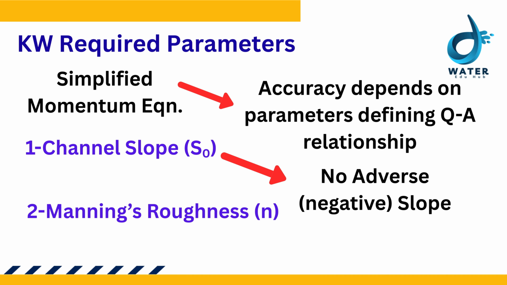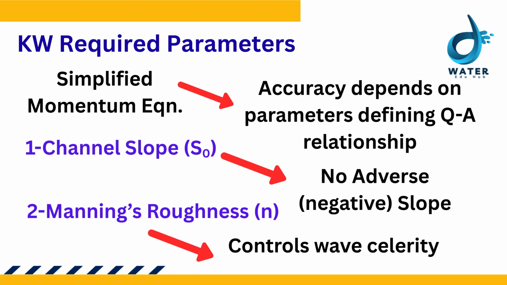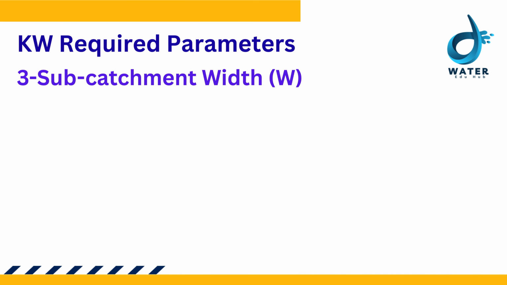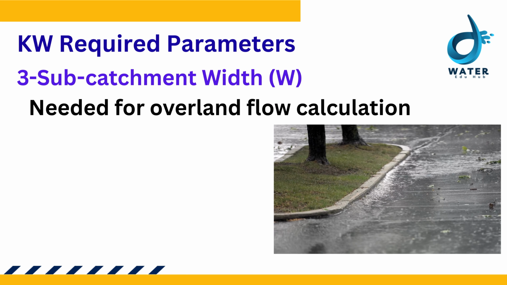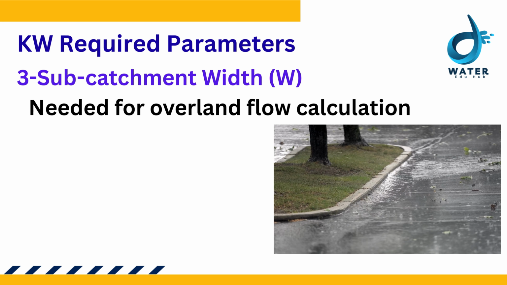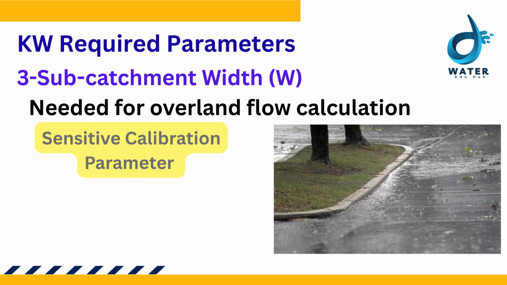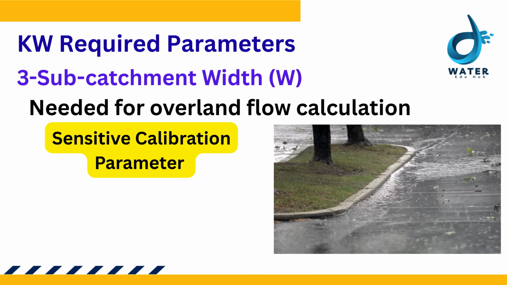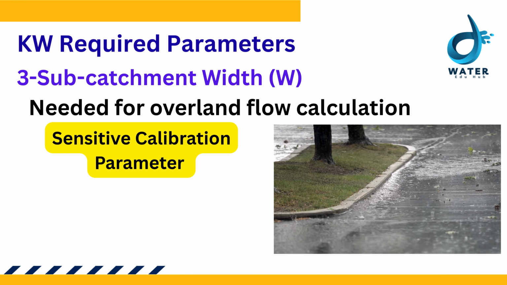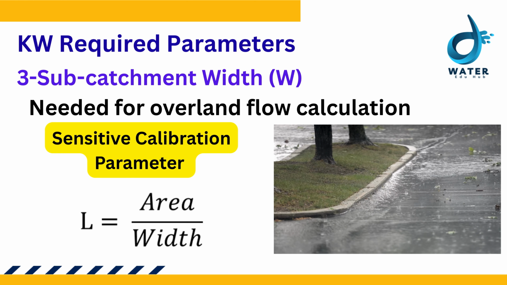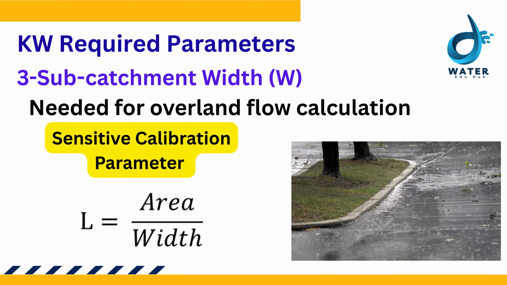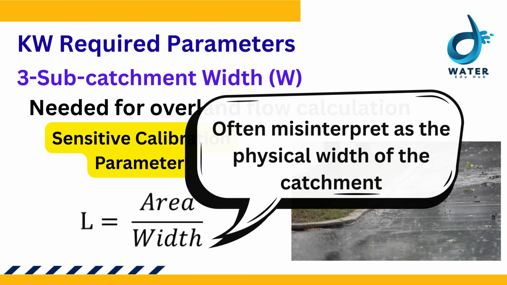Second, the Manning's roughness. It controls the friction and consequently the celerity of the wave. The other parameter is the subcatchment width, or W. For the overland flow component, which uses a kinematic wave formulation on a plane, the width parameter is the single most sensitive calibration knob. It defines the length of the overland flow path L, which is equal to area divided by width. Users often misinterpret this as the physical width of the catchment.